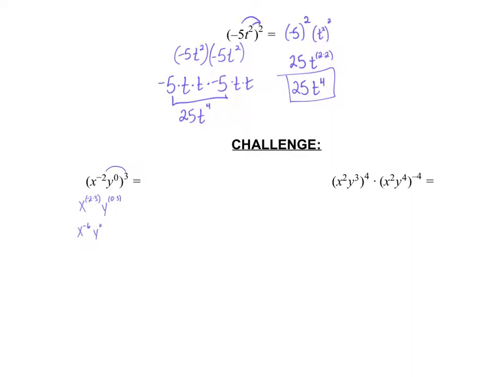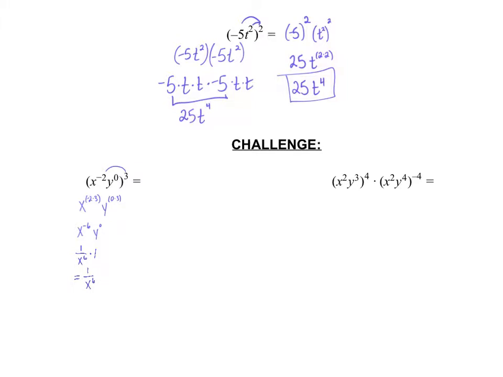All right, I know x to the negative 6 is the same thing as 1 over x to the 6th. And I know y to the 0, or anything to the 0th power, is 1. So I have 1 over x to the 6th times 1, which is just 1 over x to the 6th.